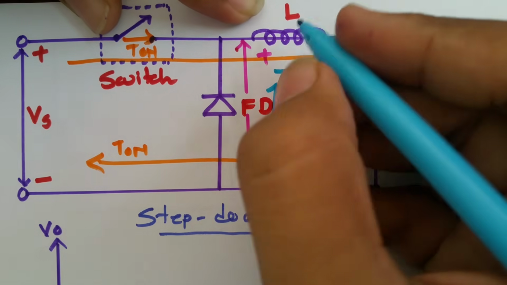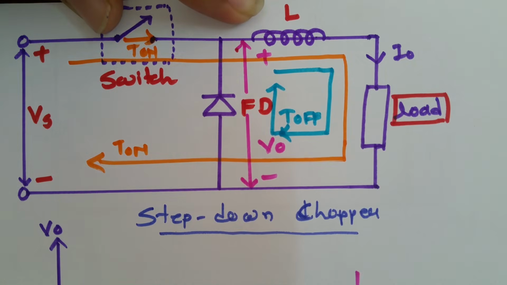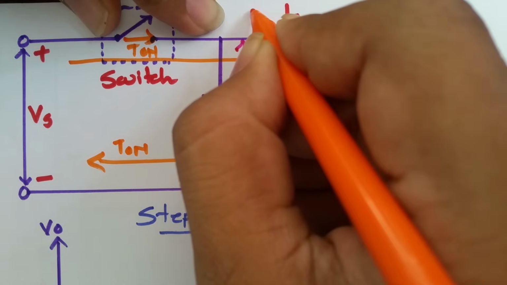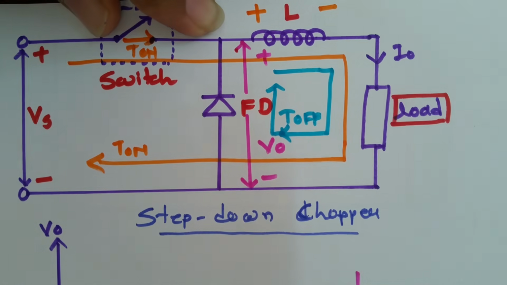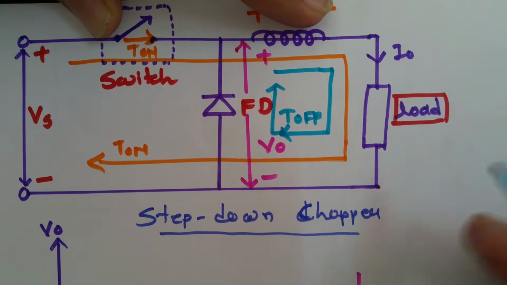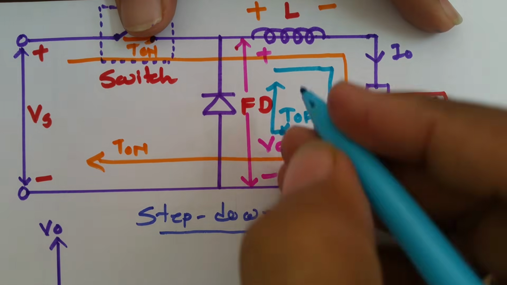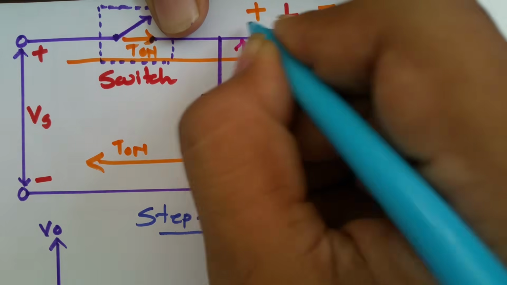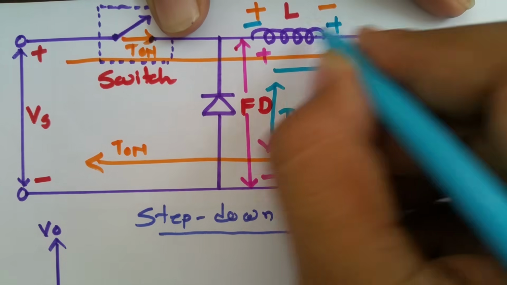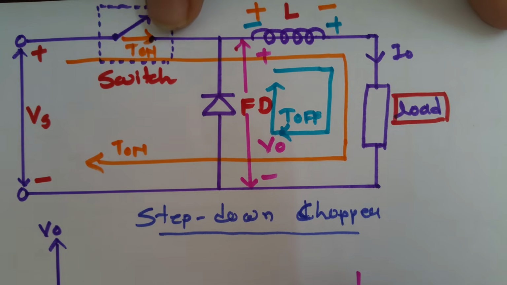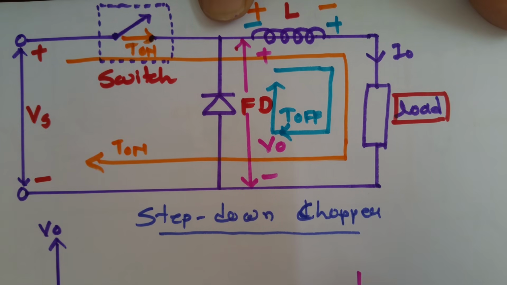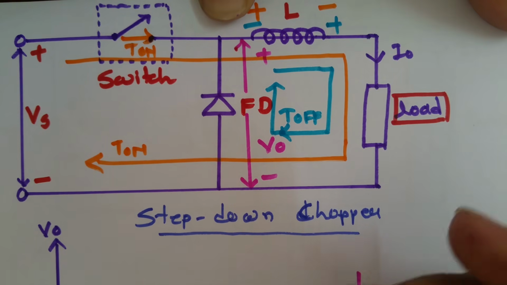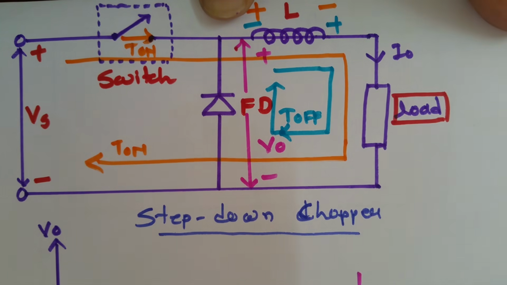So what will happen over here when T is on, at that time the inductor will get charged and its polarity will be this, plus and minus. So this will be the polarity of the inductor, and when this switch is off, at that time the polarity of the inductor will get reversed, and its polarity will be this, minus plus, and current will be in this loop. So that is what is happening across the inductor, and that will result in changing current. Now let us try to understand that with respect to the waveforms of the step down chopper.